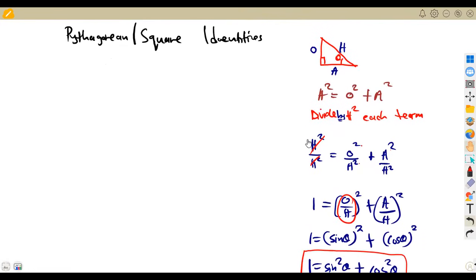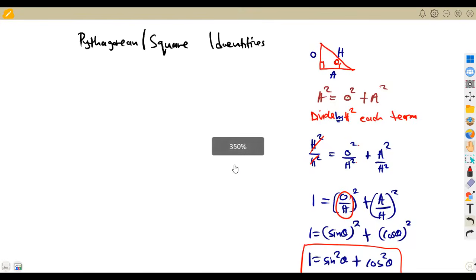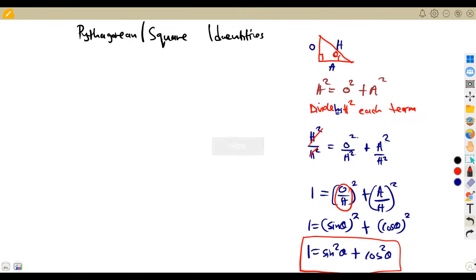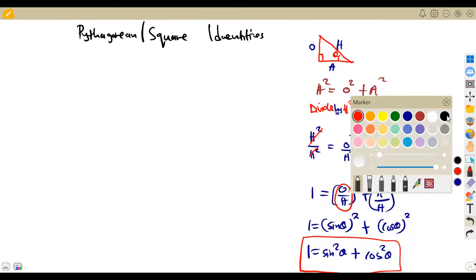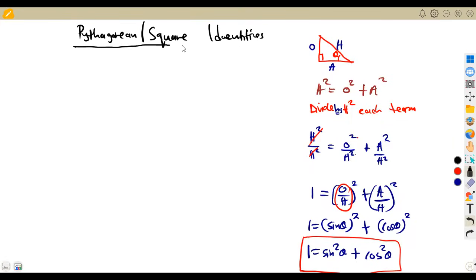You'll be given this in your formula sheet, but you are supposed to at least understand, since this is an introduction, where it was actually taken from. All right, so I'm going to list these identities. So we have seen that 1 is equal to sine squared of theta plus cos squared of theta. All right, so this is our first identity.